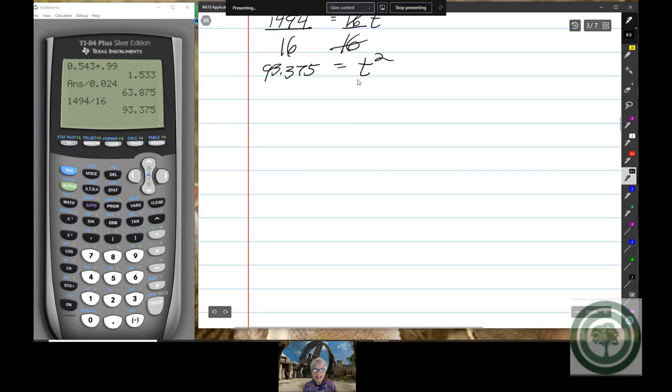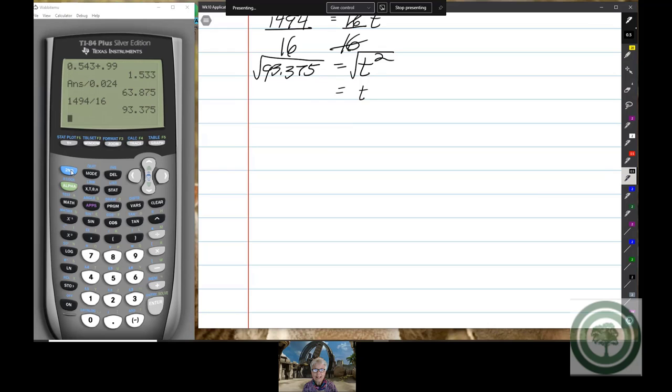Now, to solve for t, I take the square root of both sides. And if this were just a math problem, I would put plus or minus in front of the square root of the number part. But this is like real life. And this is time, and we are not going to go for negative time. So we're just going to leave it positive. So t is going to equal the square root of that.